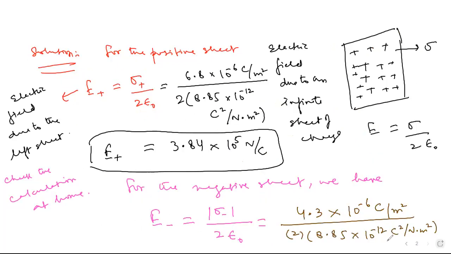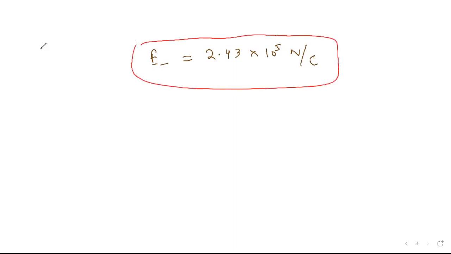So when we solve this, it turns out to be 2.43 into 10 raised power 5 Newton per coulomb. Check the calculation at home. 2.43 into 10 raised power 5 Newton per coulomb. So let us show these fields in the figure.